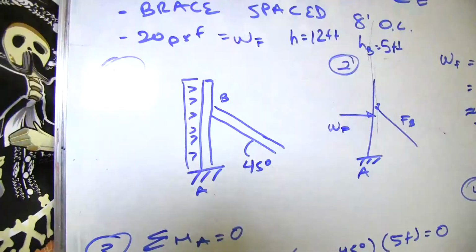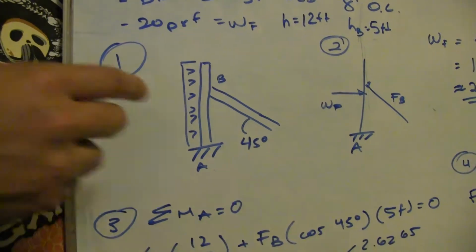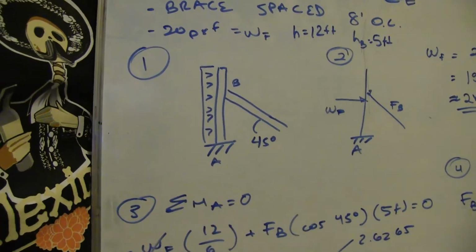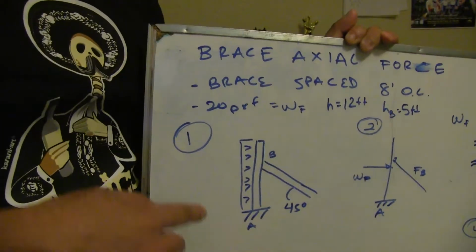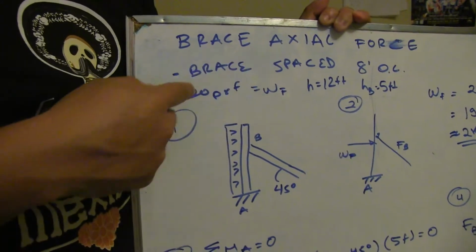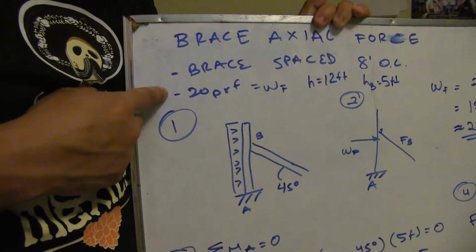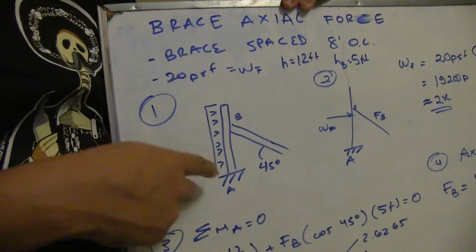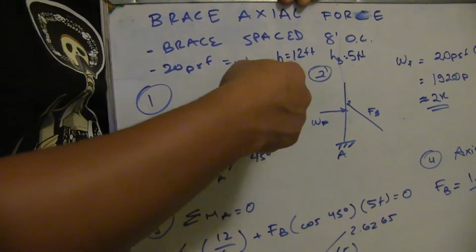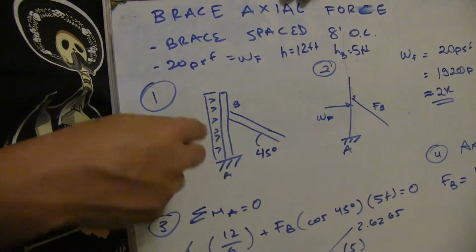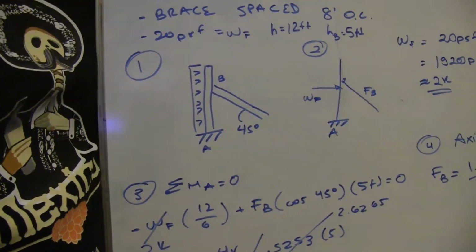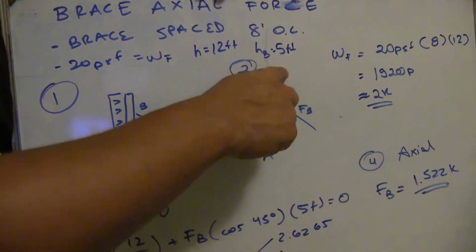So you have this brace with a 45 degree angle, and you have a wind load coming into it. What we're gonna calculate is the brace axial force. Now, the brace is placed at 8 feet on center, and the wind load we have is 20 psf coming into this wall. The height of this wall is 12 feet. We're basically assuming we have a wall, not a column. Now the height of our brace is 5 feet.